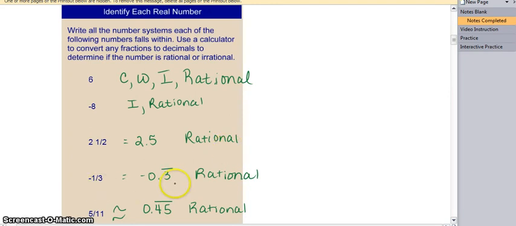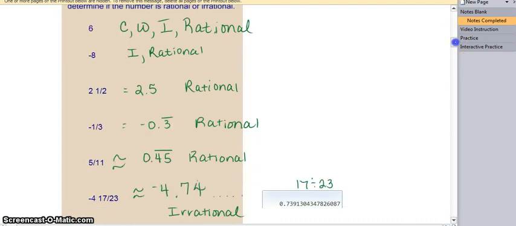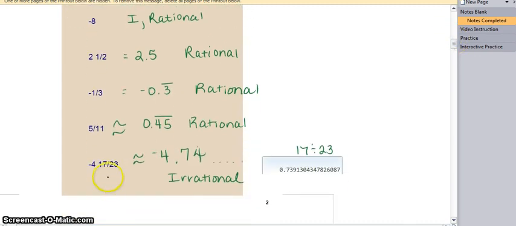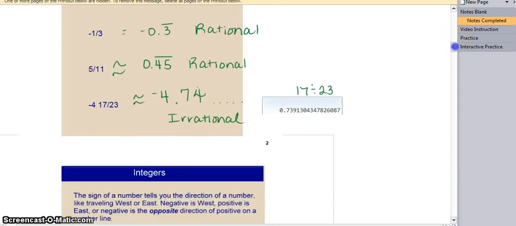-1/3 is the same as -0.3 repeating. This is a repeating decimal. It is rational. 5/11, we had to put that on our calculator, 5 divided by 11, and we ended up with 0.45 repeating. Since it's a repeating decimal, it is rational. And -4 and 17/23, when I divided 17 by 23, I ended up with this infinite decimal that had no pattern to it. Therefore, this is an irrational number.